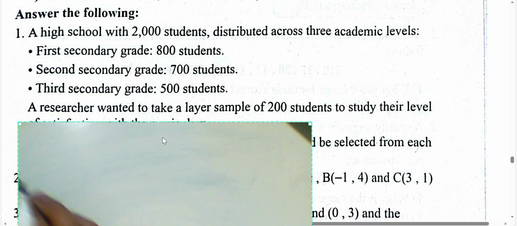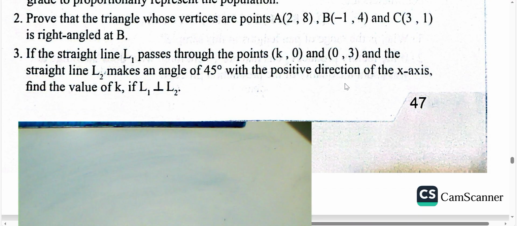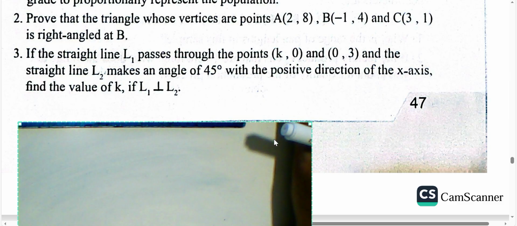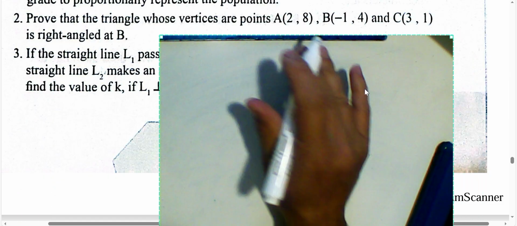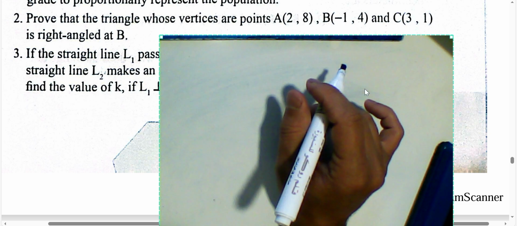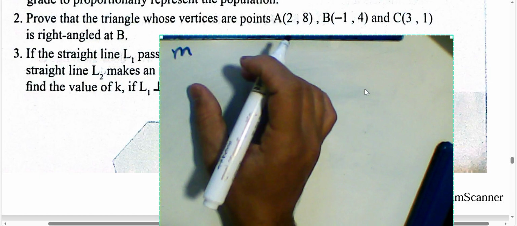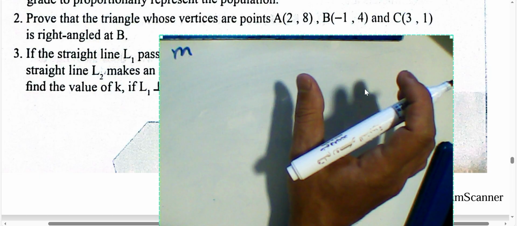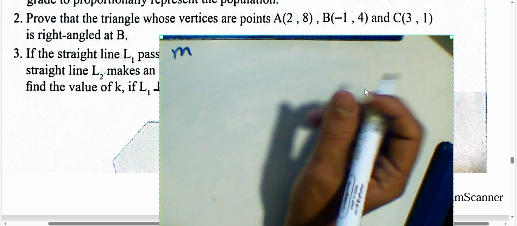Okay, next question. Number 2, prove that the triangle whose vertices are A, B, C is a right angle triangle at B. We can find the slope of AB first. If we prove that the slope of AB multiplied by the slope of BC equals negative 1, then AB is perpendicular to BC, and we have a right angle triangle at B.